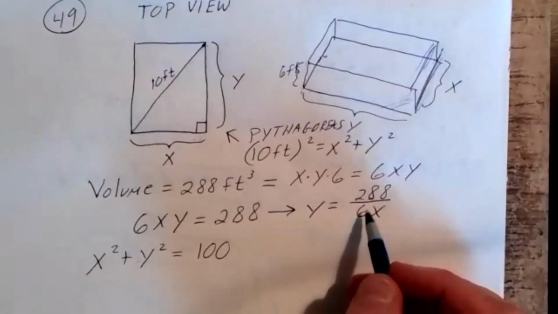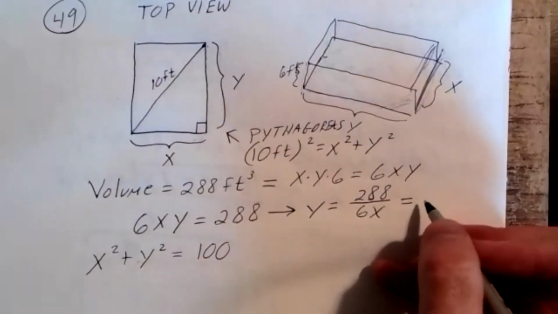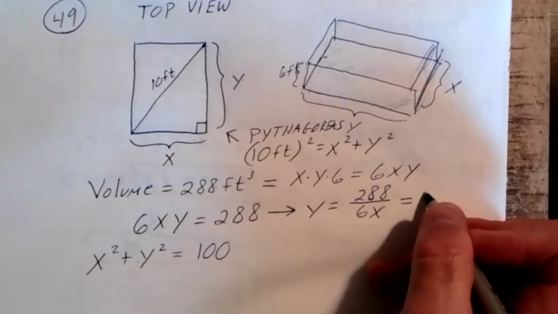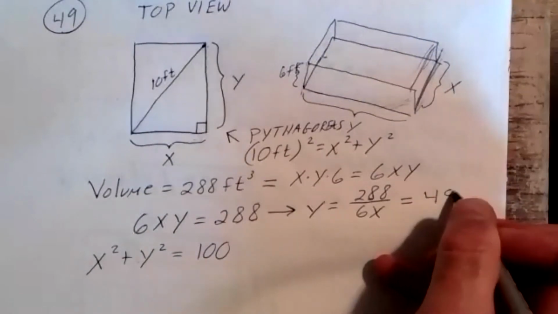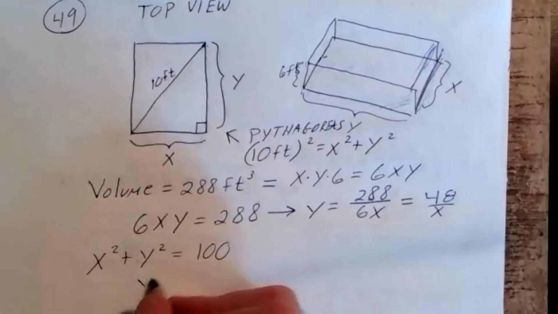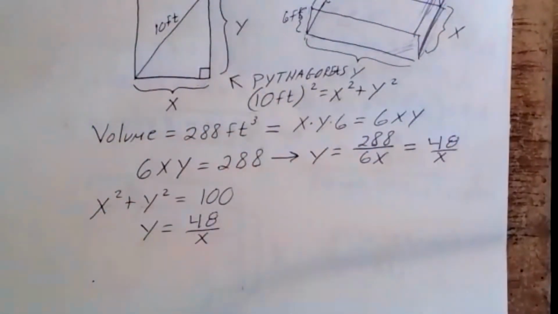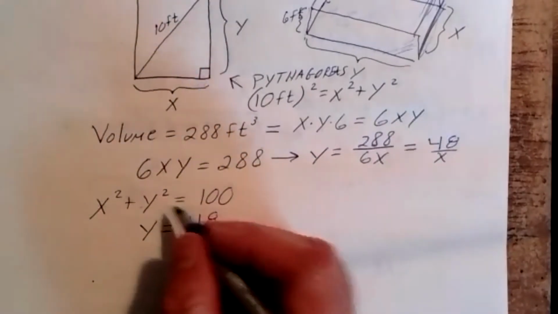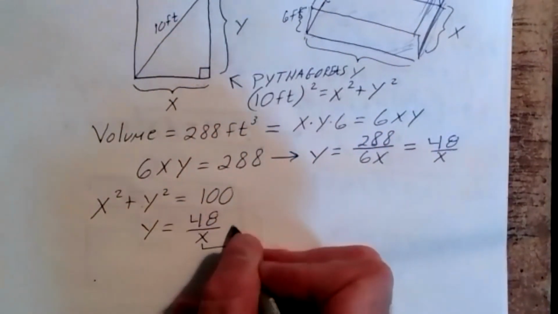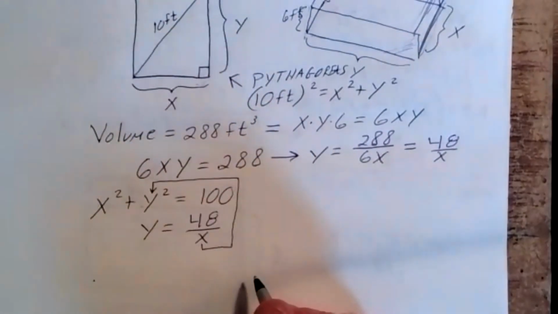Hey, does 6 divide into 288 evenly? Can we reduce this? Yes, it divides into 48, so we got 48 over x. So, ladies and gentlemen, we now know that y is equal to what? 48 over x. Even nicer. Now we use substitution. In for the y variable into the first equation, I will substitute 48 over x. So 48 over x is going to come up here and drop right in for the y variable.